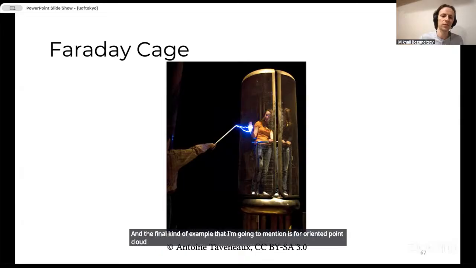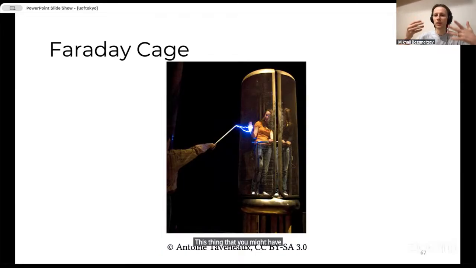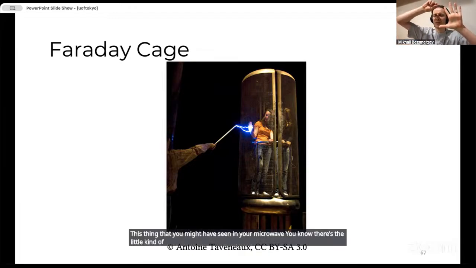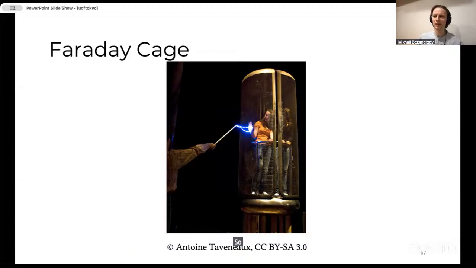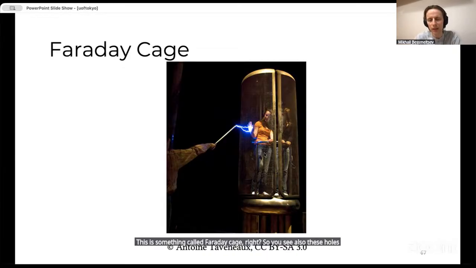And the idea comes from this thing that you might have seen on your microwave. There's the little screen with holes. It turns out it's not there for decoration. It's actually blocking the electromagnetic field. Here, for example, you see something called a Faraday cage, right? You see also these holes, just like on the microwave.